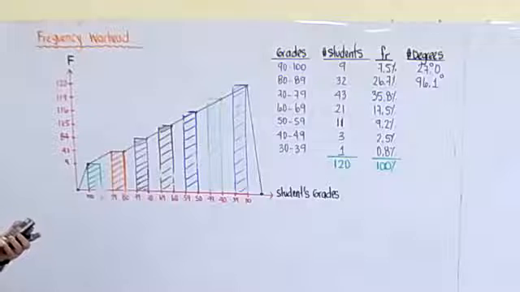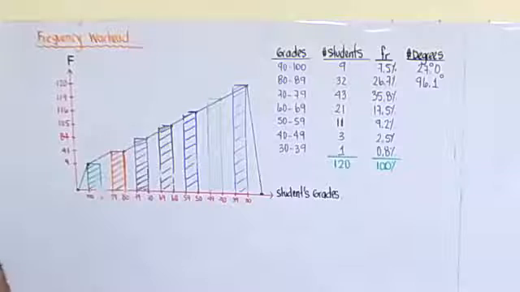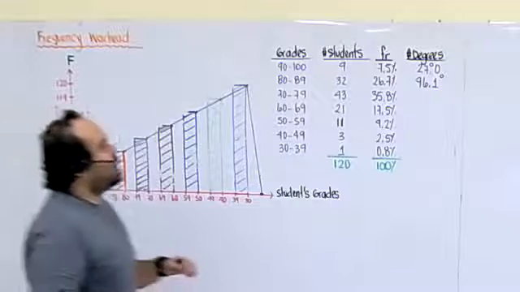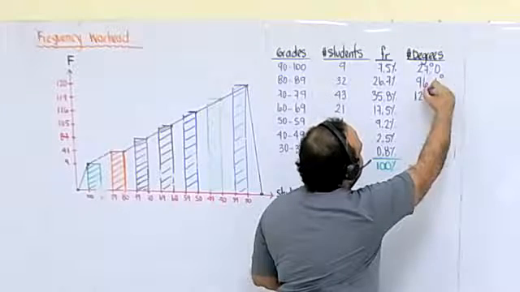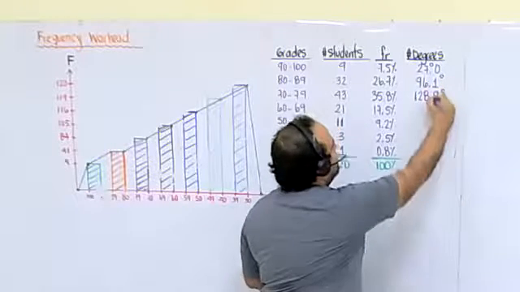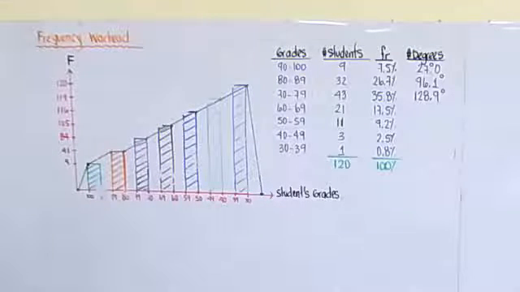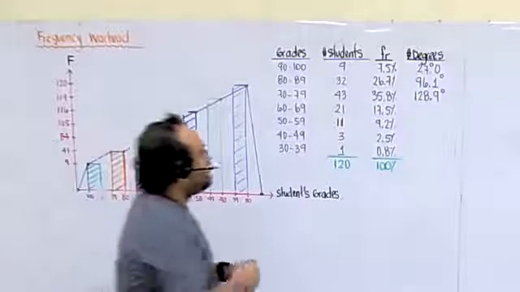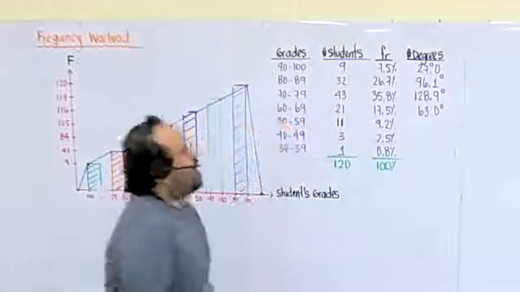So next one, give me a hand. What will be the next one? 128.88. We're going to round to one decimal number, so it will be 128.9. Okay, next one. 63.0? Yes. Okay then, 63.0 degrees. Next one.